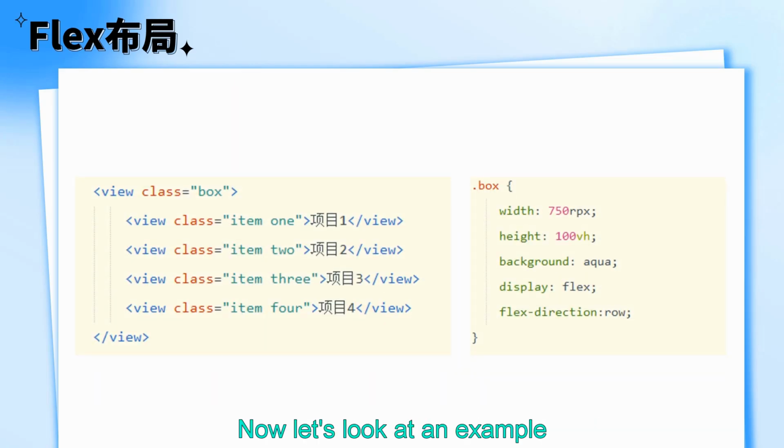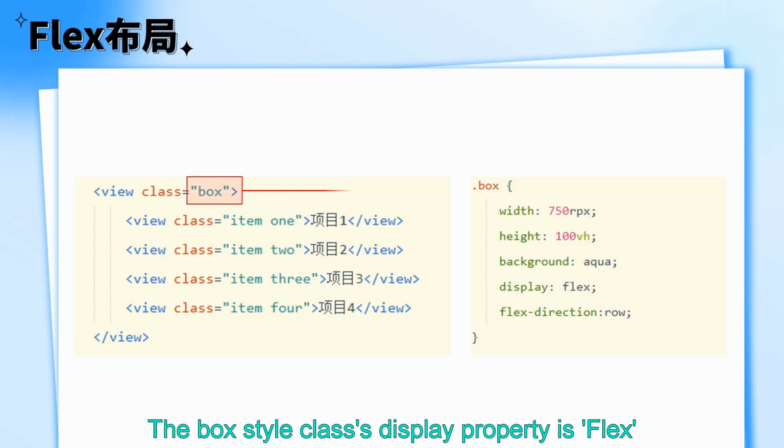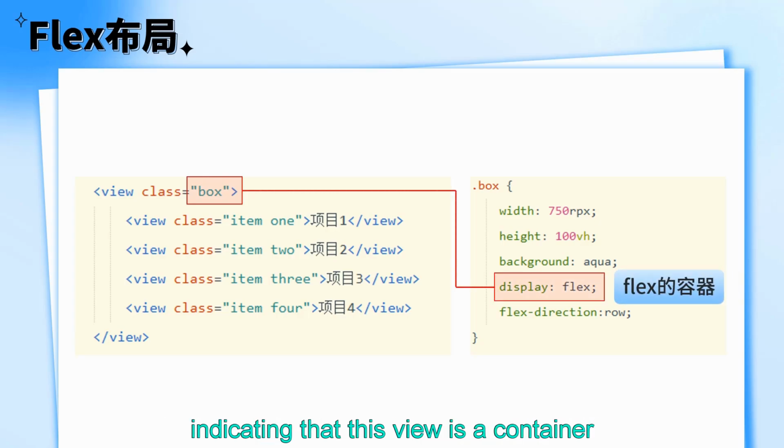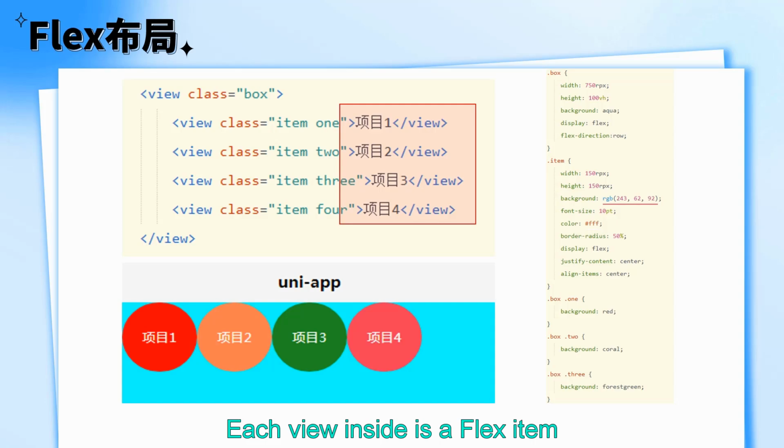Now let's look at an example. Take a look at this layout. The view component's class attribute is box. The box style class display property is flex, indicating that this view is a container, specifically a Flex container. Inside, there are 4 view components. Each view inside is a Flex item.